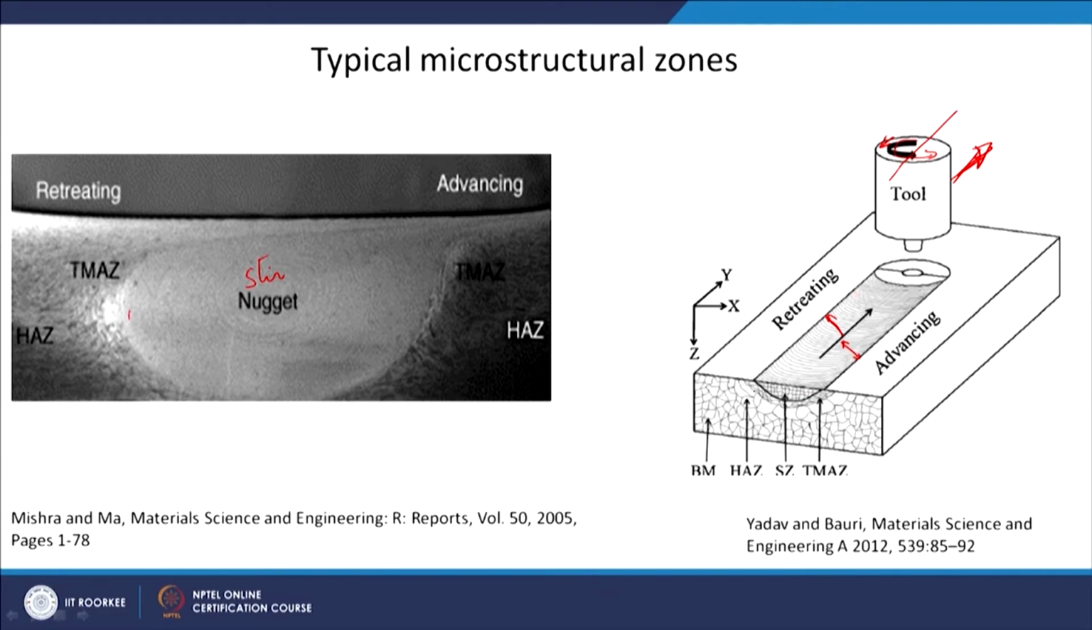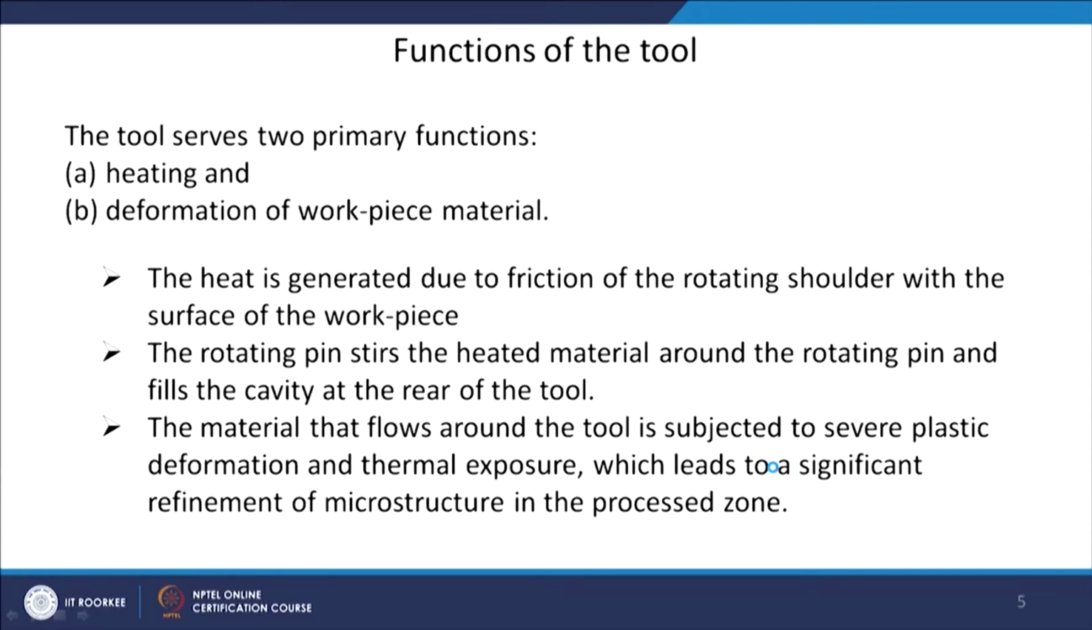Another very nice schematic is shown here for the different microstructural zones. Now, the function of the tool we have already discussed. It serves primarily two functions, heating and deformation. Heating is primarily through friction between the shoulder and the workpiece. Deformation is primarily through the rotating pin, though the shoulder also contributes some part of the deformation.